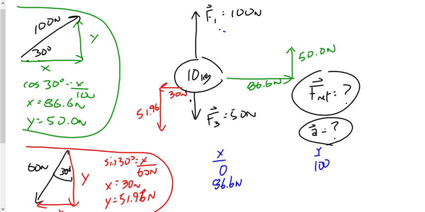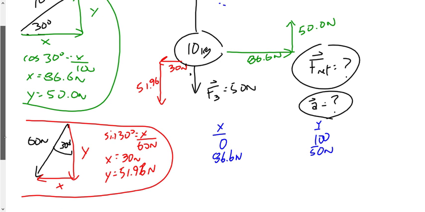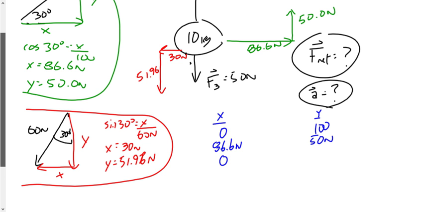And then say the third one, the x component is 0, the y component is 50. I like to combine them here. Doesn't really matter though. Then the next one we have F3, 0 and negative 50. And then the x and y components of the fourth one, we say negative 30 and negative 51.96. We add these together. What do we get? 56.6. And what do we get for this one? 48.04. Is that right?